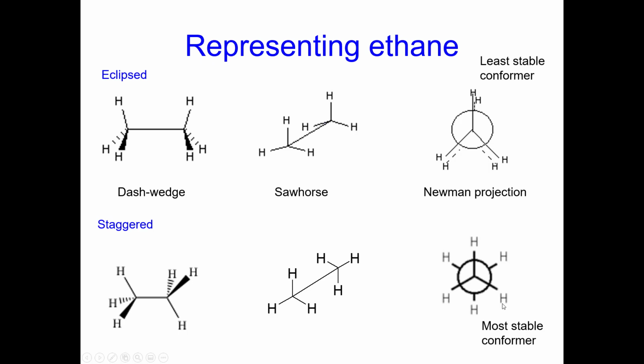And again, this is a common question. You could be asked to draw ethane or a more substituted molecule. Draw it out in both forms of Newman projection, so eclipsed and staggered, and identify which one is most stable. And it's always going to be staggered.